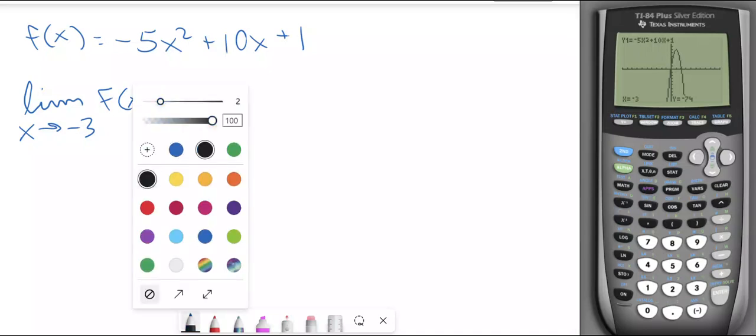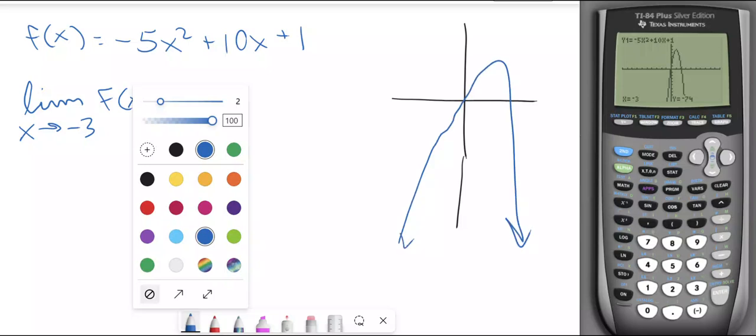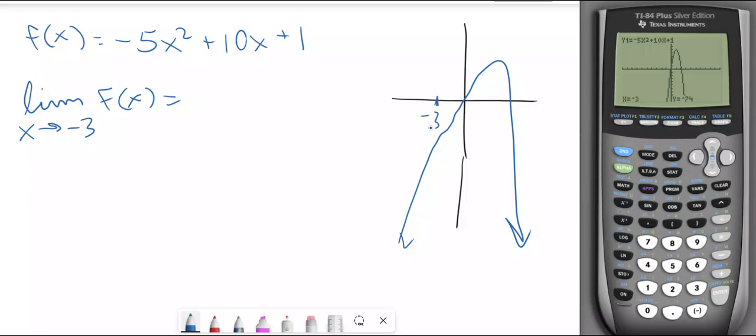Or if I don't feel like zooming out, but I have an idea of what I'm looking at, when we draw one by hand, we can make it a little less to scale. So it looks something like this. And we'll say when this hits -3, it looks like the y value or the function value is -74. So that point does exist there. It doesn't need to exist to have a limit. But if it does, it makes your life easier unless something weird's happening around it. That probably should be the limit there.